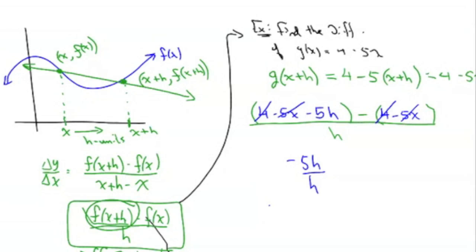And negative 5h divided by h is negative 5. So that's saying the slope of the secant line for this function is constant, which makes sense because what is 4 minus 5x? How would you graph it? Which makes it a, begins with an L, linear, which makes it a line. And the slope of a line is always constant, negative 5, any point you talk about. So that's the difference quotient.